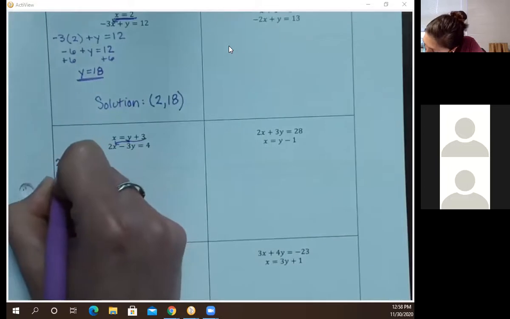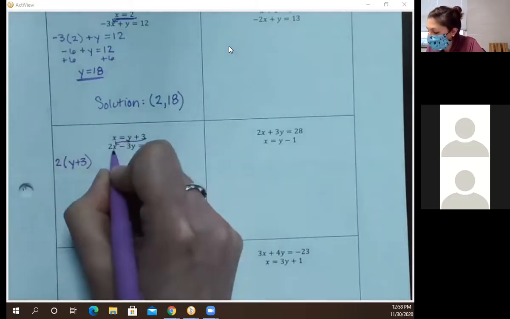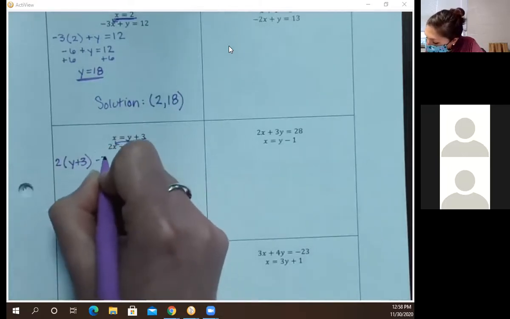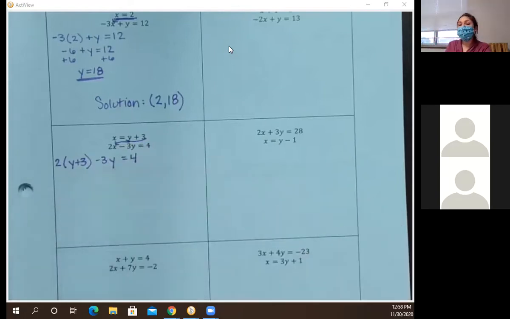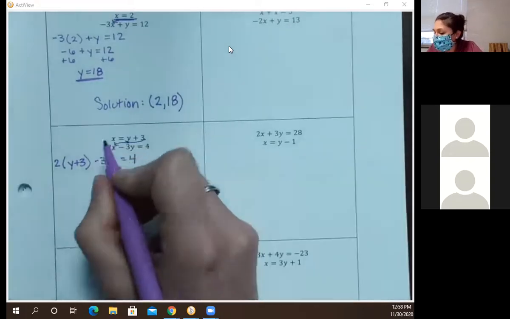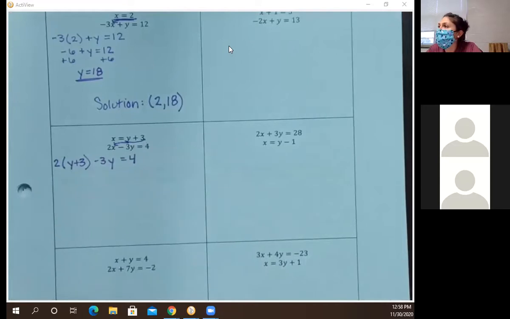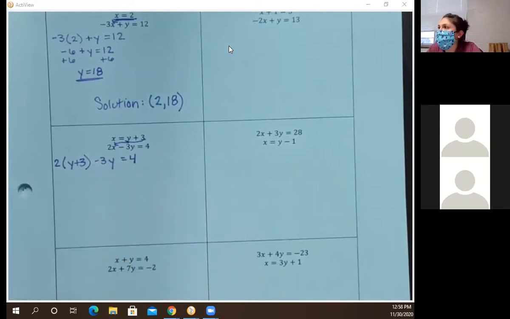So this would be 2 times y plus 3. Instead of x, I'm plugging in y plus 3, minus 3y equals 4. I want you to notice that everything about my equation is the same, except instead of x, I have y plus 3. Everything else is the same. And now I want to simplify and get y by itself.